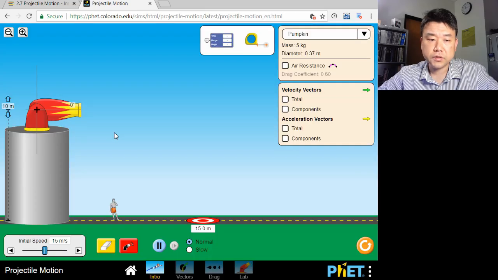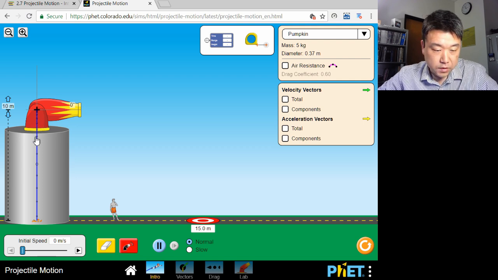First, let's use the intro tab to illustrate one important principle of projectile motion, independence of horizontal and vertical motion. You can see that if we launch our projectile with the initial speed of 0 meters per second, the projectile just drops straight down. I want you to pay attention to these dots, which indicate where the projectile was at a given time. The big dot marks the 1 second mark.